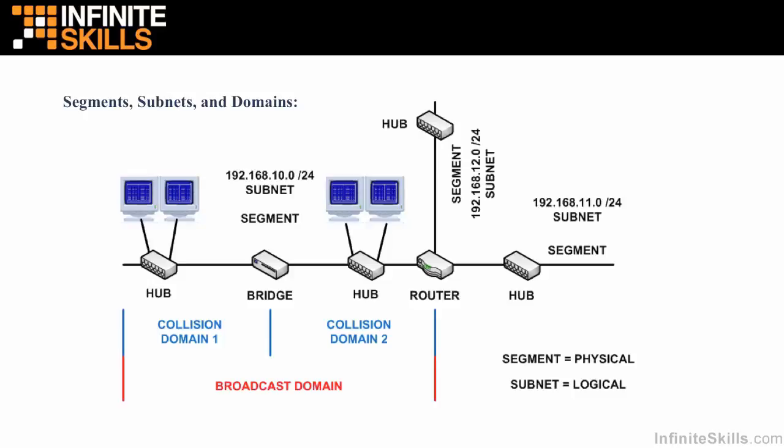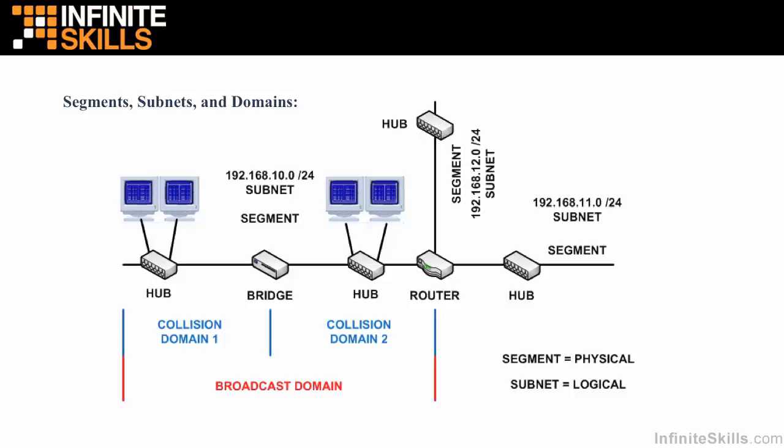Now, with the bridge in place, this still is one contiguous segment. So from the network interface card on the router, through the first hub on the left, through the bridge, through the second hub on the left, and to all the nodes that are attached to those two hubs, this is one segment, and it is a physical construct.